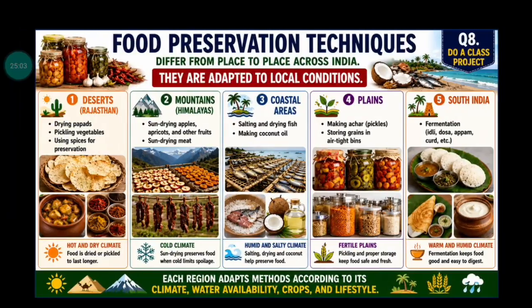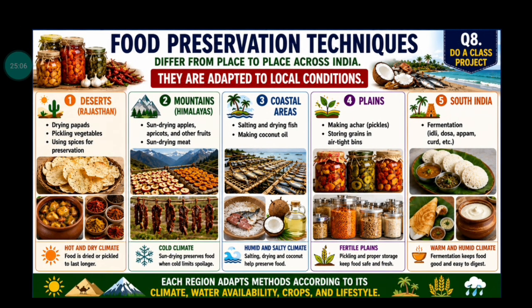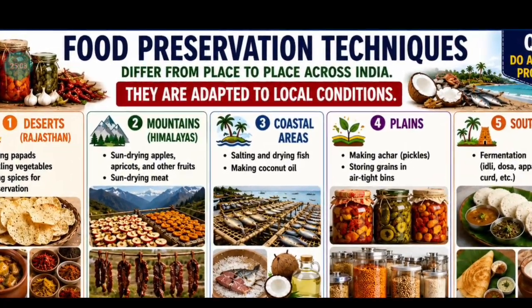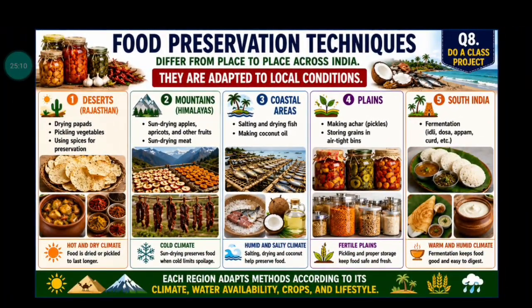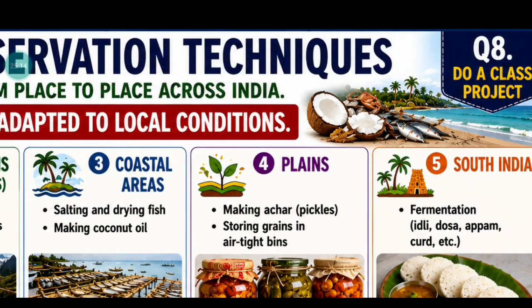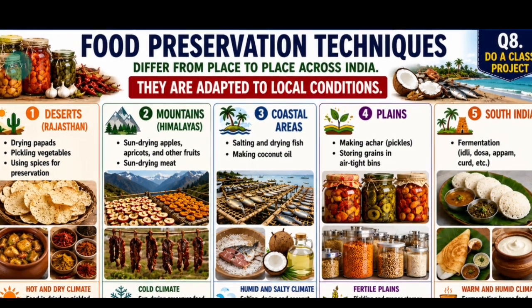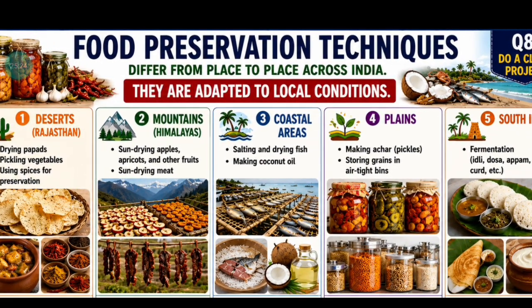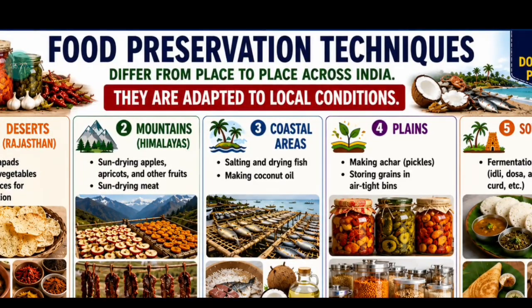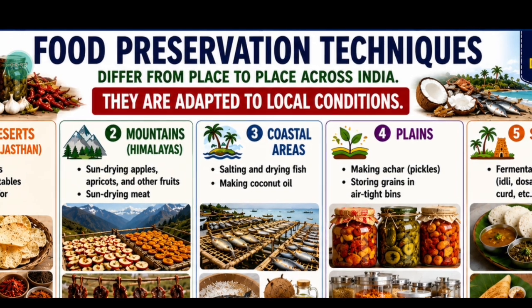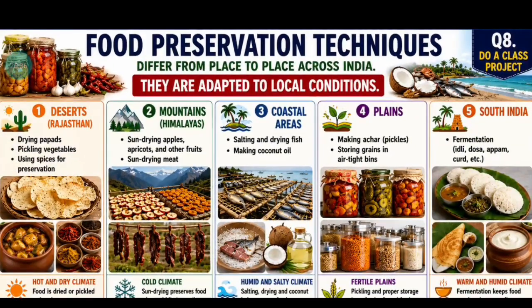This is it. Now let's come to question number 8. So question number 8 is, this is actually a project. Fine. This is a class project. And here you need to find out and mention food preservation techniques. They differ from place to place across India. Okay, it is true. They are adapted to local conditions. Fine. So we need to find out these, right?